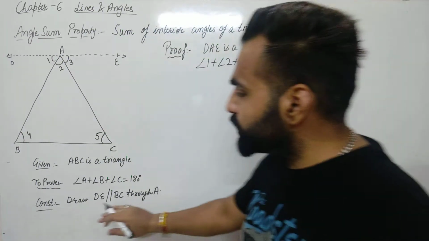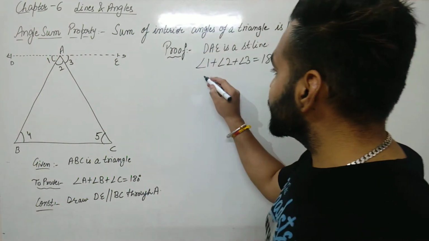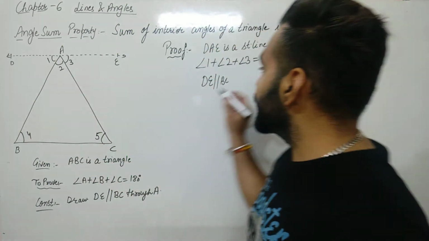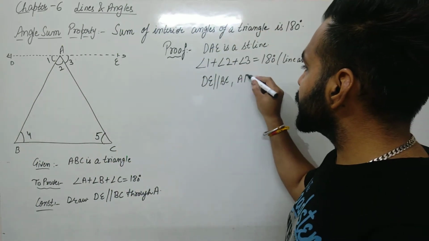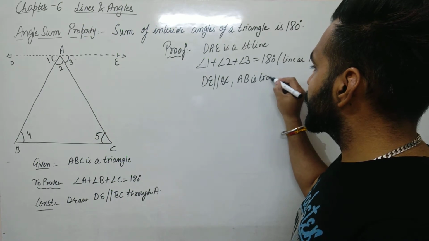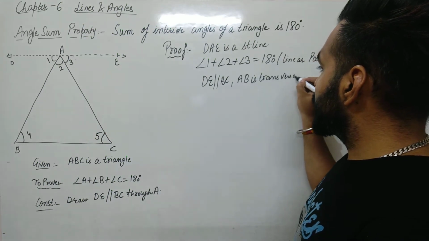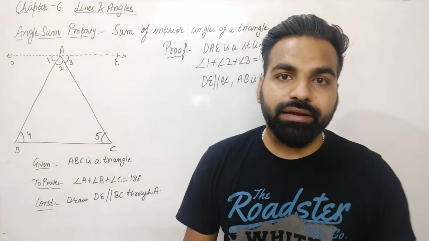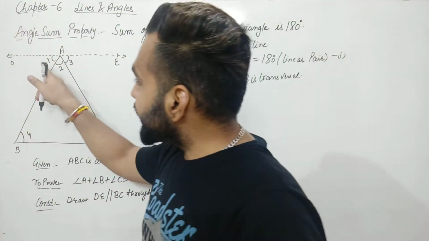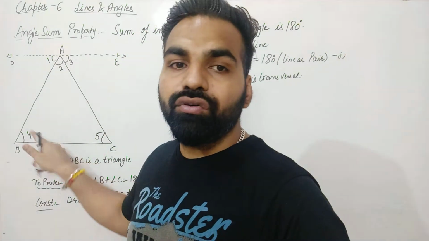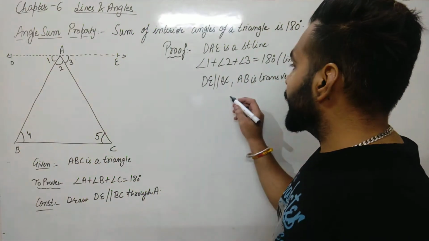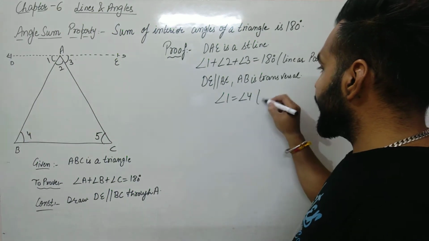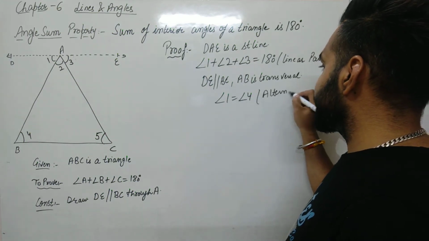Now we have assumed in the construction that DE is parallel to BC and this AB will form transversal. So we know that whenever the lines are parallel, the pair of alternate angles are equal. So here we can see that angle 1 and angle 4 form pair of alternate angles. So from here angle 1 will be equal to angle 4, that is alternate angles.